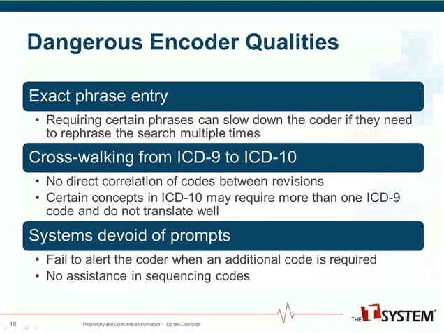Systems that are devoid of prompts, we've talked about that a search will fail to alert the coder when an additional code is required, or an encoder product that maybe asks a series of questions but still allows for direct code entry. If it doesn't prompt you to add additional codes or help you sequence them, you can still incorrectly code an encounter.